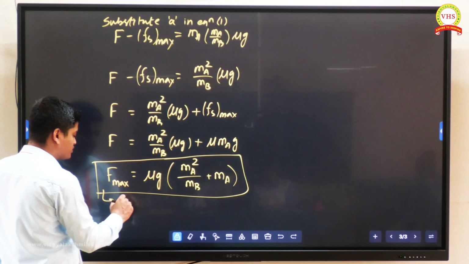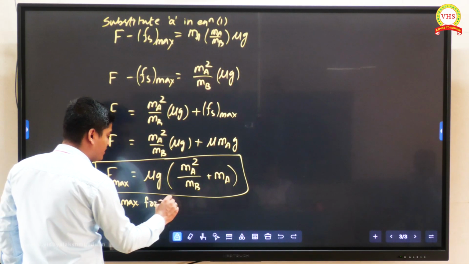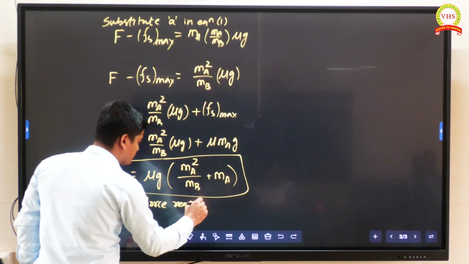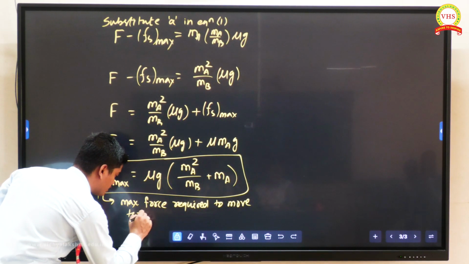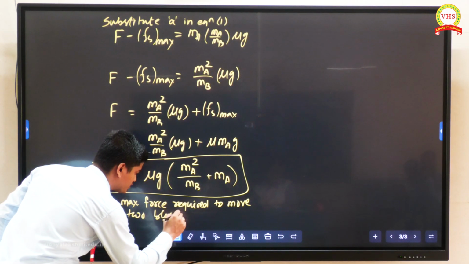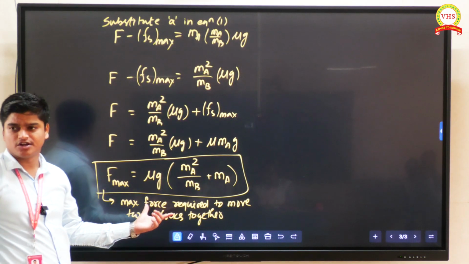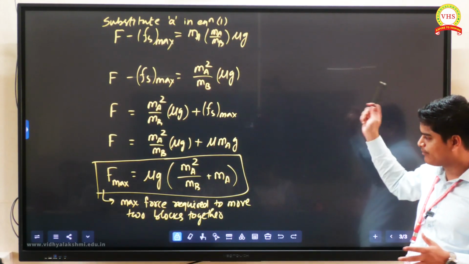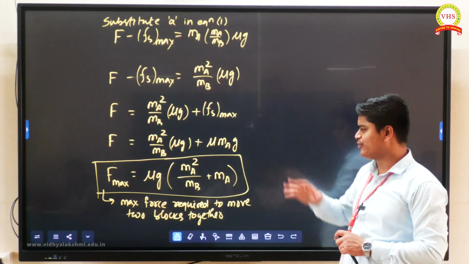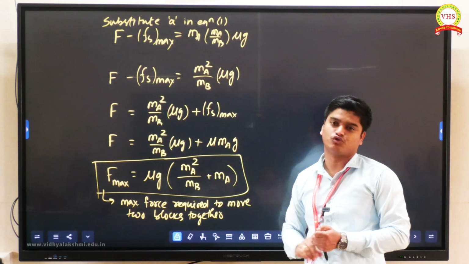Now the maximum force required to move two blocks together. Clear idea? Yes or no? So if two objects are given and force is applied on the upper block, then what is the maximum force required to move the blocks together? Now this much maximum force will be there.